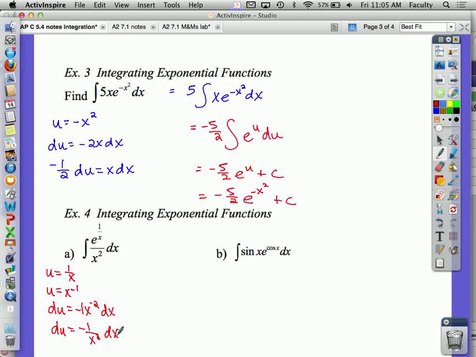So do you see you have the 1 over x squared dx? We don't have the negative, so we do have to bring that over. So then this becomes negative the integral of e to the u du, which is just negative e to the u plus c.